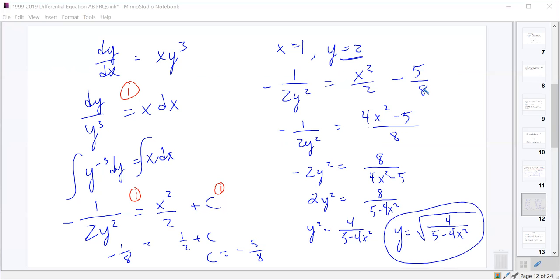And let's see, I said finding that constant was the 4th point, and then getting the final equation was the 5th point, I believe. Yep.